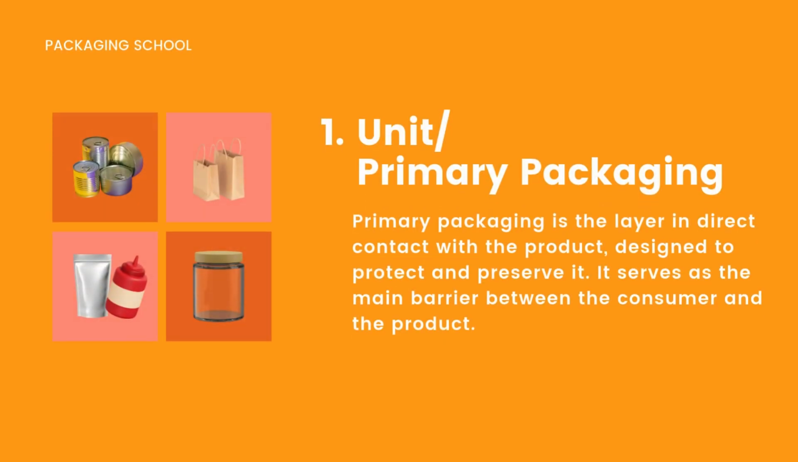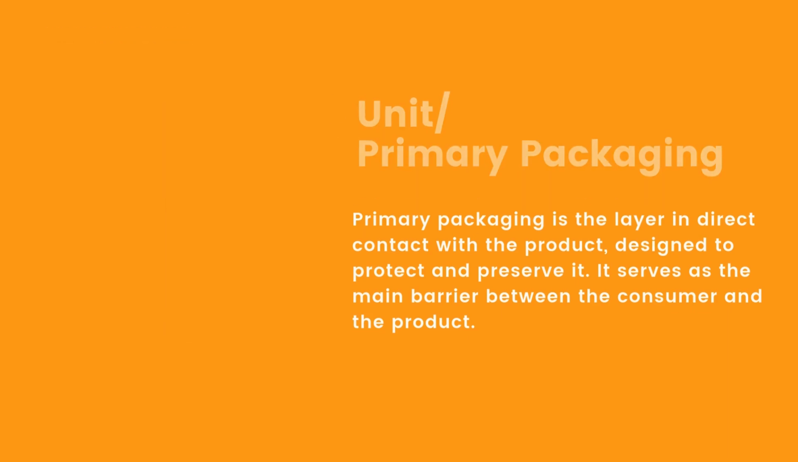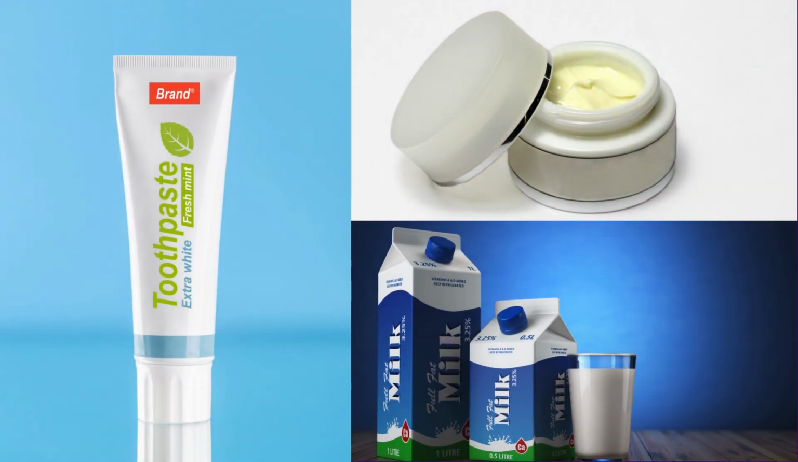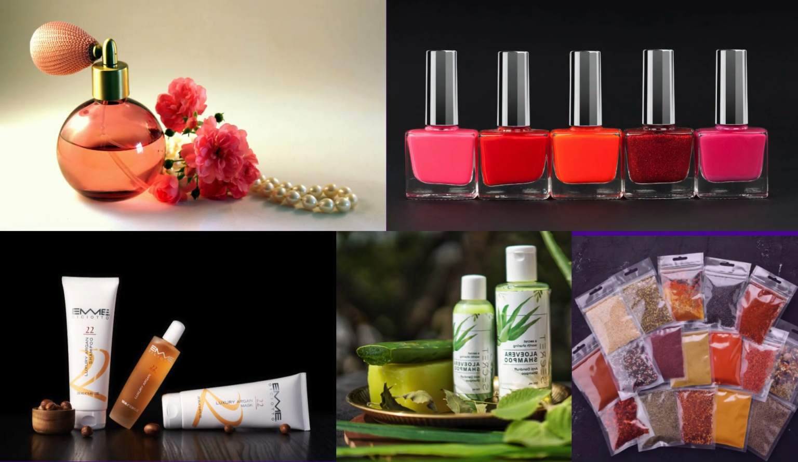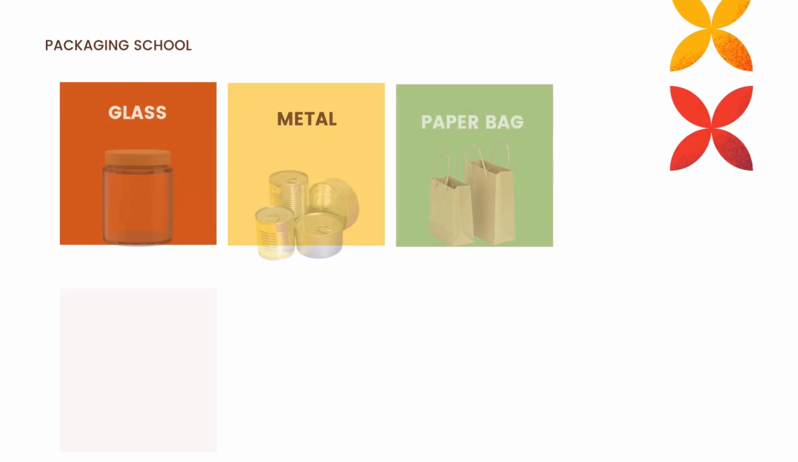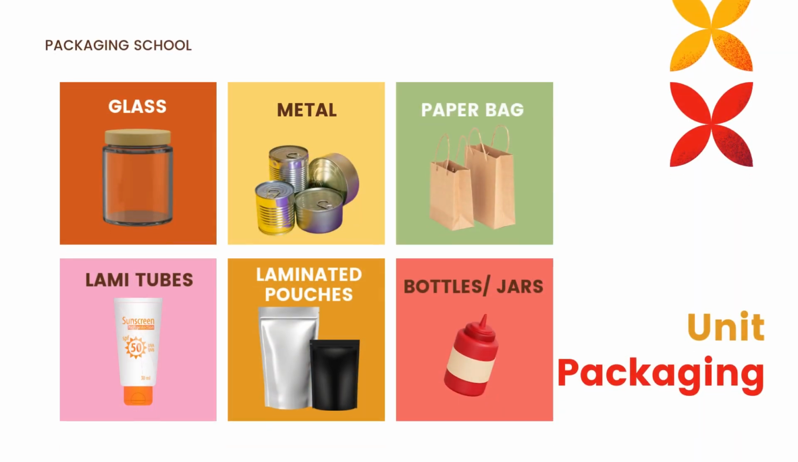Unit packaging, also called primary packaging, directly contacts the product. It protects, preserves, and often stays with the product while the customer uses it. Examples of unit packaging materials: glass bottles, metal tin containers, laminated pouches, Lamy tubes, plastic bottles, paperboard cartons, Polbo trays.